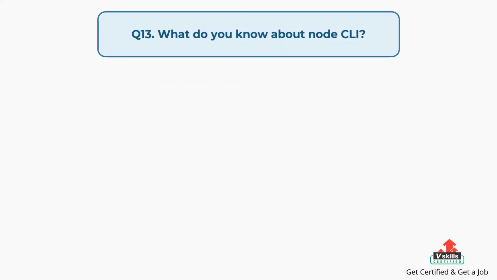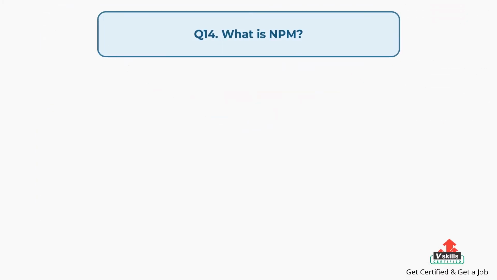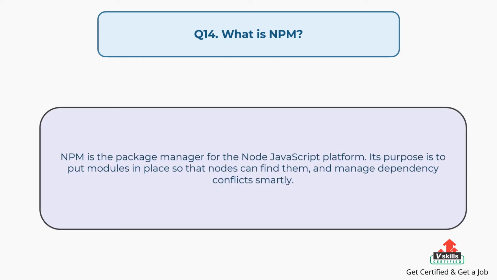Question number 13. What do you know about Node CLI? The answer is: command line interfaces, CLIs, built in Node.js enable the automation of repetitive tasks while leveraging the vast Node.js ecosystem. Moreover, with the help of package managers like npm and yarn, these can be distributed and consumed across multiple platforms easily. Question number 14, what is NPM? The answer is NPM is the package manager for the Node JavaScript platform. Its purpose is to put modules in place so the nodes can find them, and manage dependency conflicts smartly.